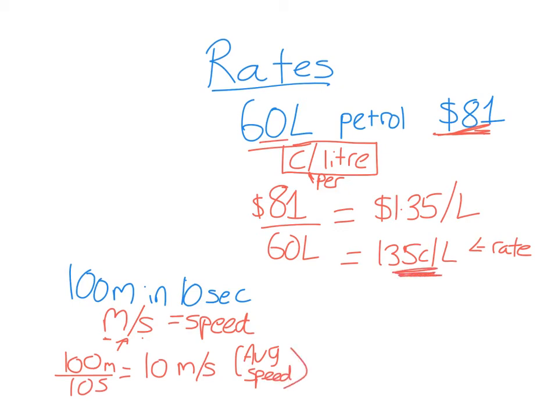This here means on average I pay $1.35 for each litre. So that's what rates are. They're just averages of something per something. I'm now going to do a little more on speed.